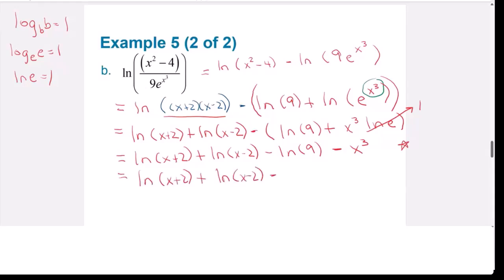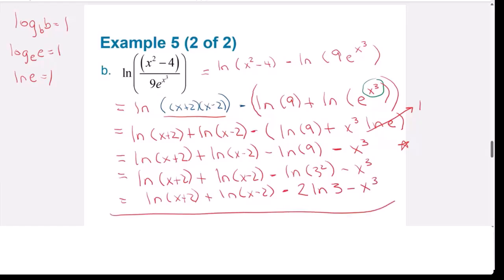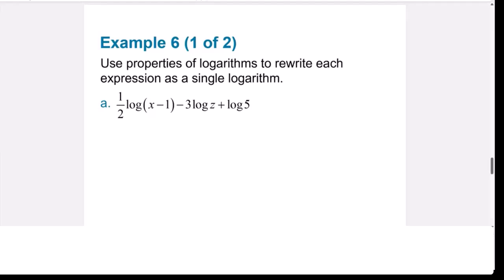This is equal to minus ln of 3 squared minus x cubed, which gives me ln of x plus 2 plus ln of x minus 2 minus 2 ln of 3 minus x cubed. This definitely is the final step. Now we're going to go the opposite direction. You don't have to rewrite it unless you want to.